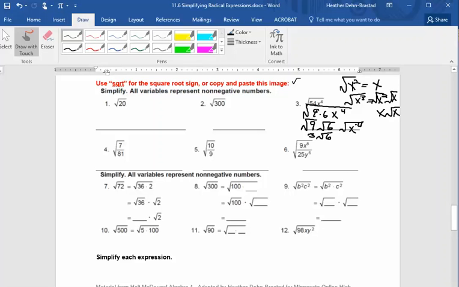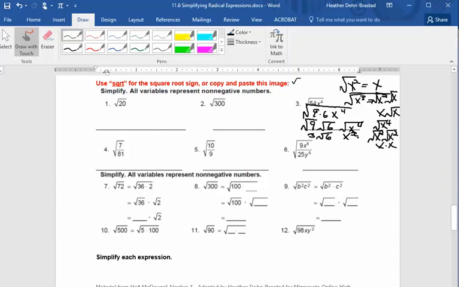We have x to the 4th, and the way you take the square root of that is you say, well, that's the same as the square root of x squared times the square root of x squared, because that would be the same as the square root of x to the 4th. And what is the square root of x squared? It's x. So we have x times x, which is x squared. No square root anymore, because we took the square root of it and got x squared.